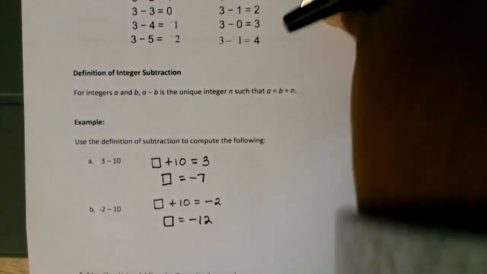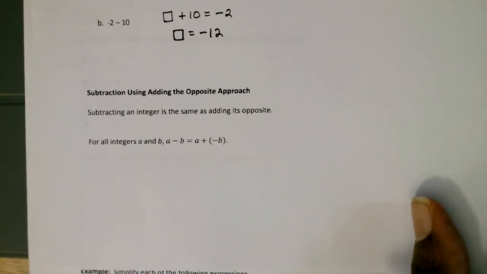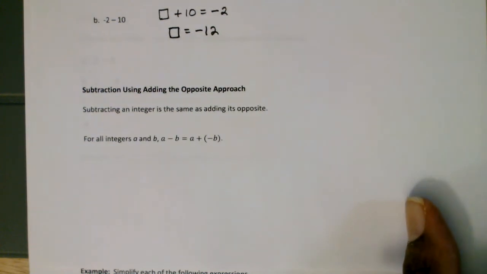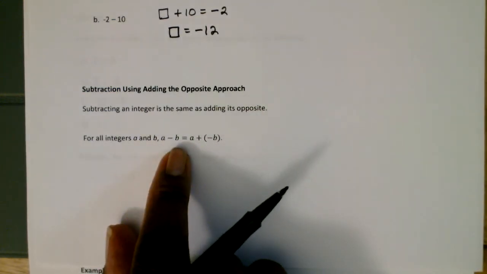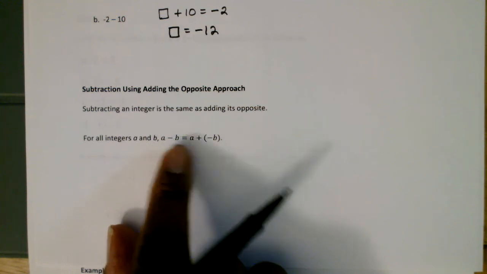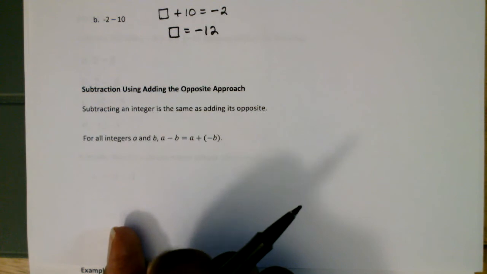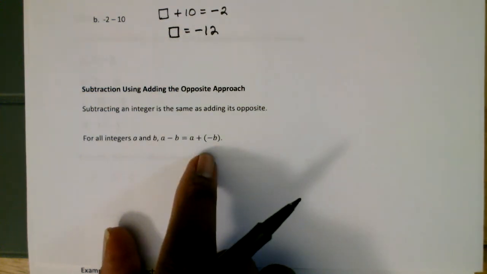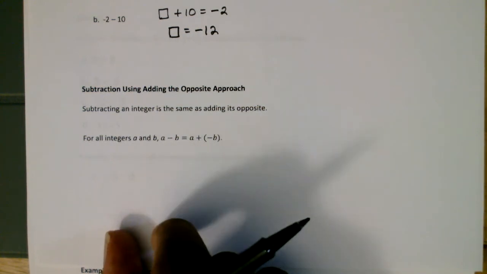All right. Another approach would be subtracting by using the adding the opposite approach. Subtracting the integer is just the same as adding the opposite. So that means if I have a minus b, then I can write that as an addition problem by changing subtraction to addition and changing the b to the opposite, which is -b. So I have a plus -b. And then I apply the rules for adding integers. So subtracting the integer is the same as adding the opposite.